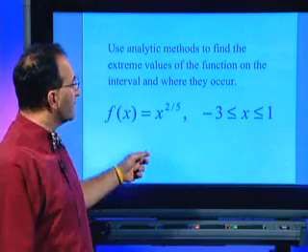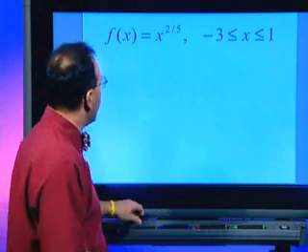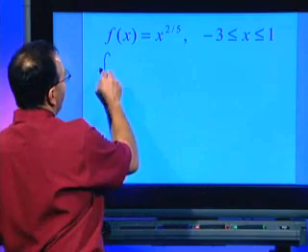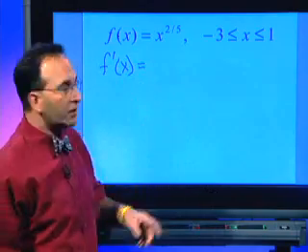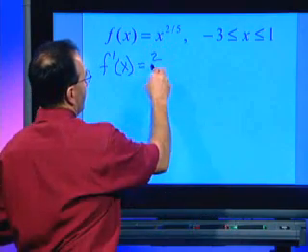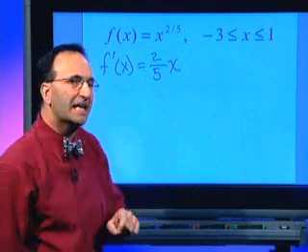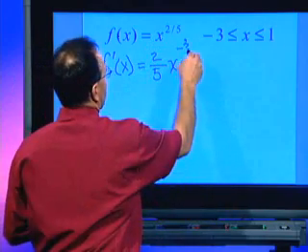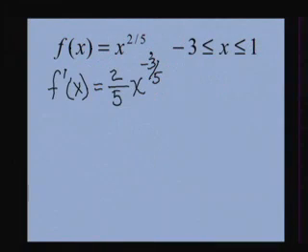So I think the first thing to do is to find that first derivative. So we want f prime of x. And that's going to be equal to 2/5 times x raised to the -3/5. Now, we want to know, is it possible for this to be equal to 0? Or is it possible that it's undefined at 0?